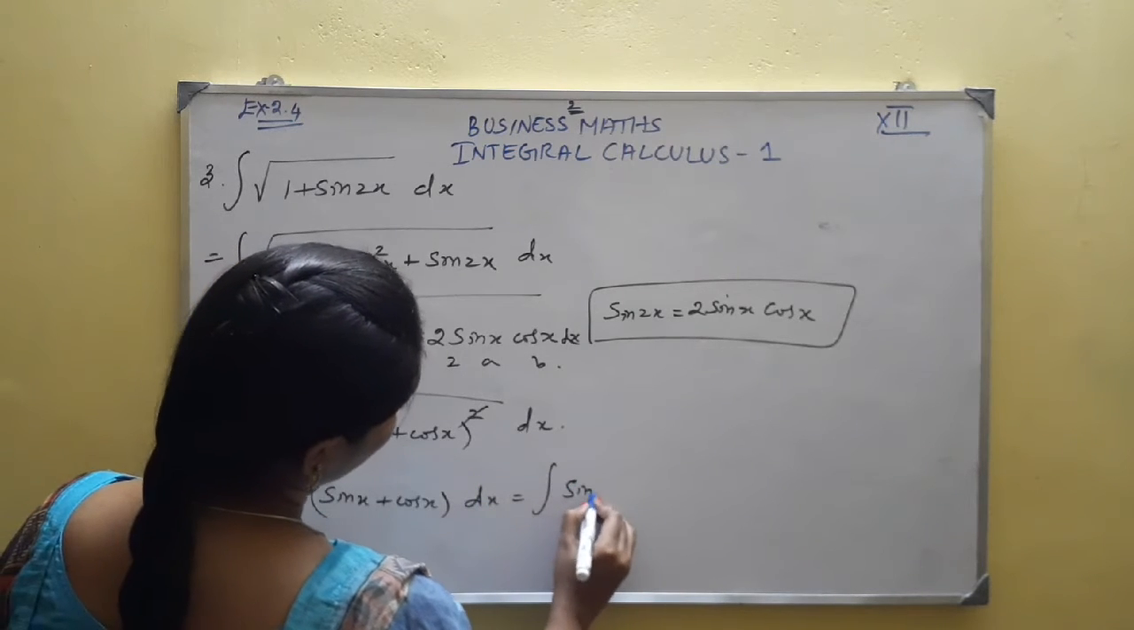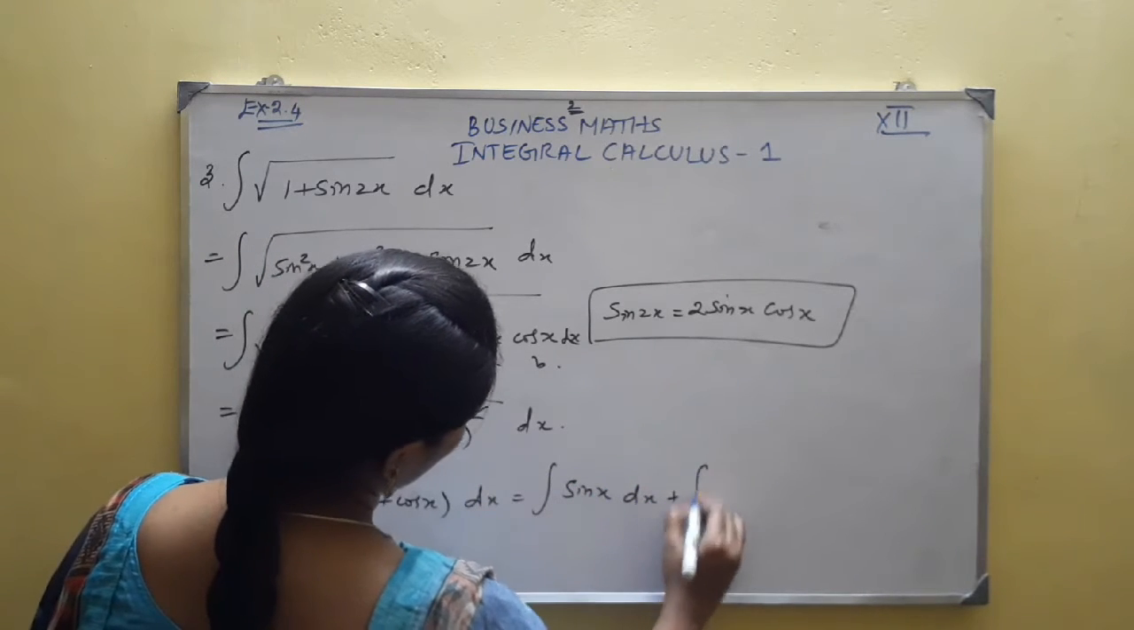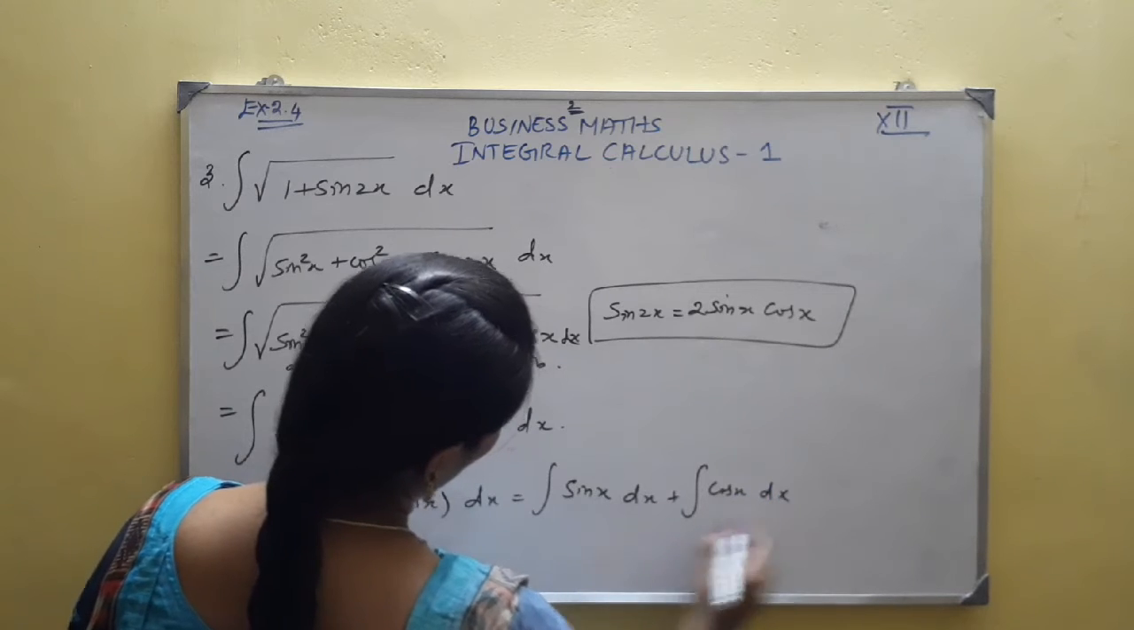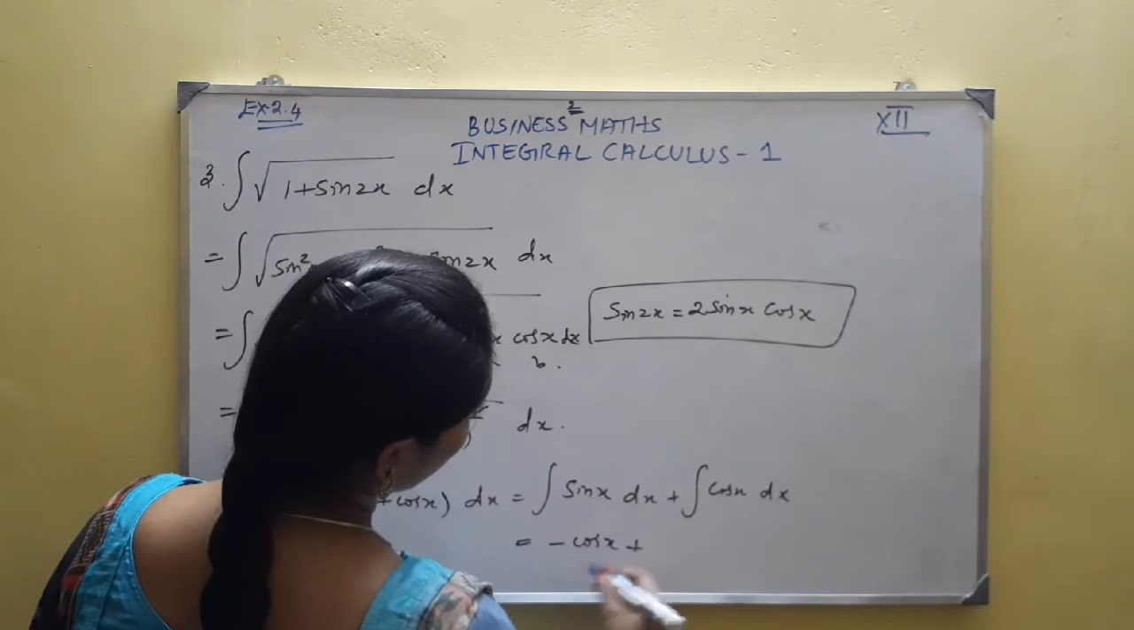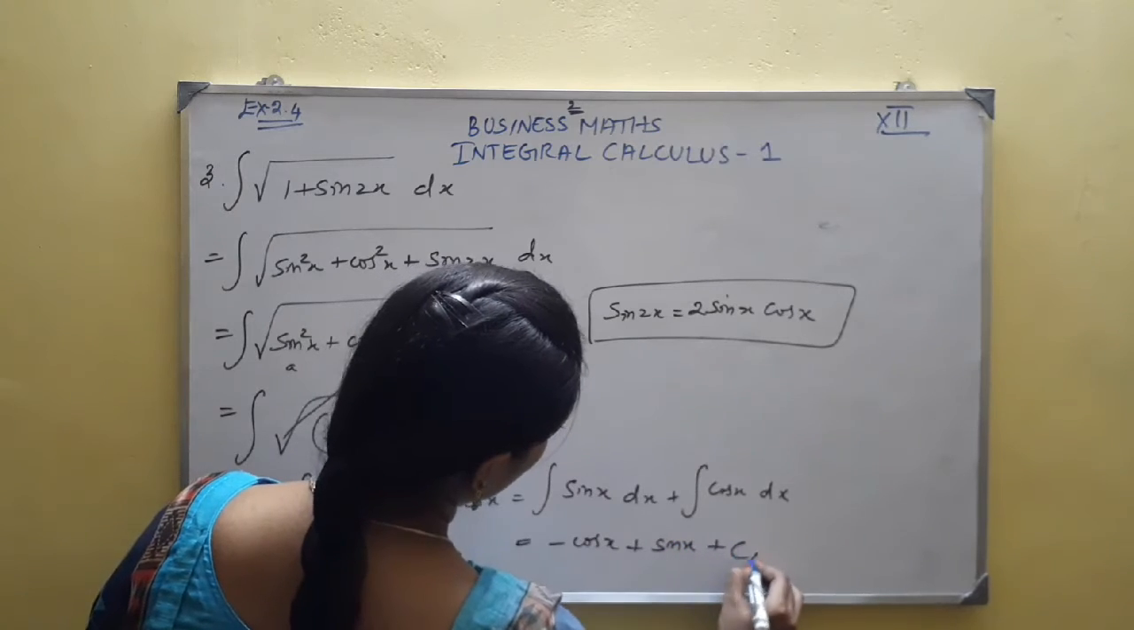Now this is integral sin x dx plus integral cos x dx, which gives you: integral sin x is minus cos x, integral cos x is sin x, plus c.